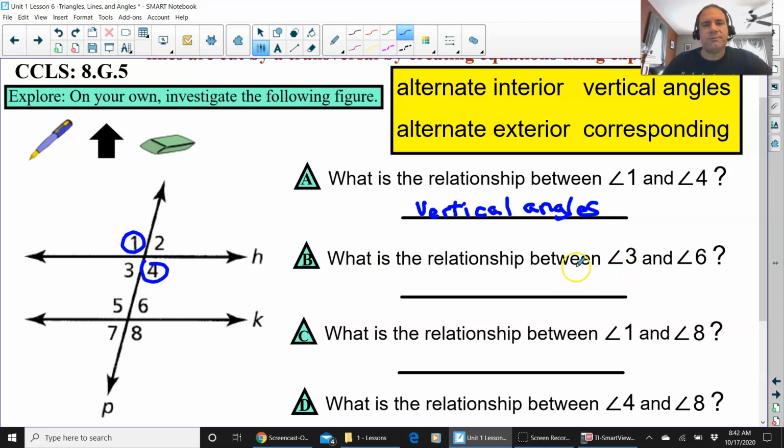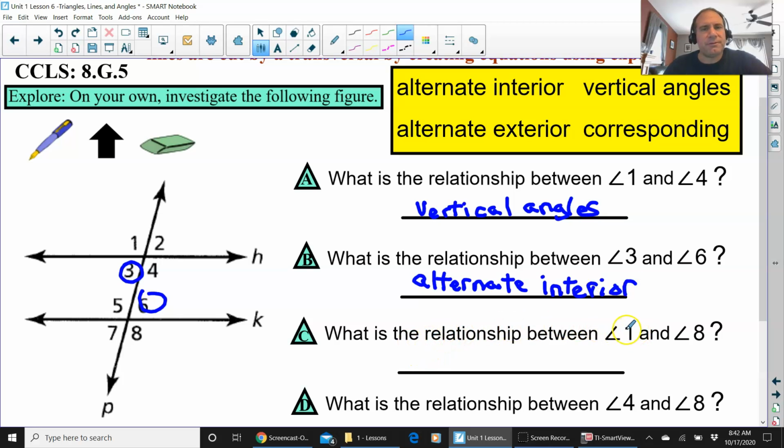What's the relationship between 3 and 6? Now we're going to just take these right here, move them out, and move them down. So 3 and 6, right across from each other, but both on the inside. So you should have had alternate interior, because both of these angles are inside the parallel lines.